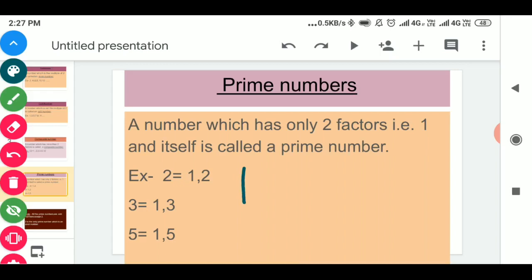1 has only one factor, so 1 is not a prime number. And according to the definition of composite number, those numbers which have more than two factors are composite numbers. As 1 has only one factor, 1 is not a composite number. So you can note down that 1 is neither prime nor composite. I hope you all understood even numbers, odd numbers, composite numbers and prime numbers.